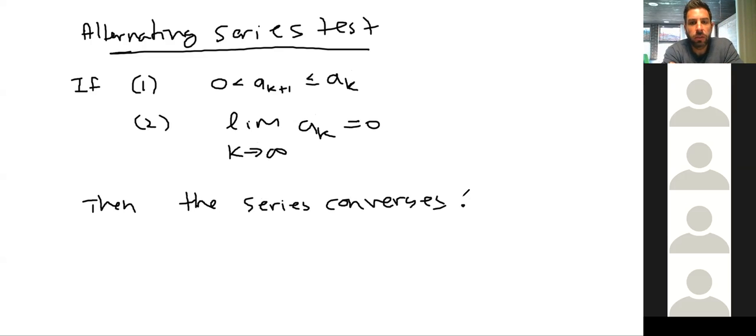So this only going to 0 is not enough. We also need this alternating aspect. If you get that, then you're happy, it works. And that's clearly what happens with the harmonic series. Does anybody have a question about this statement?